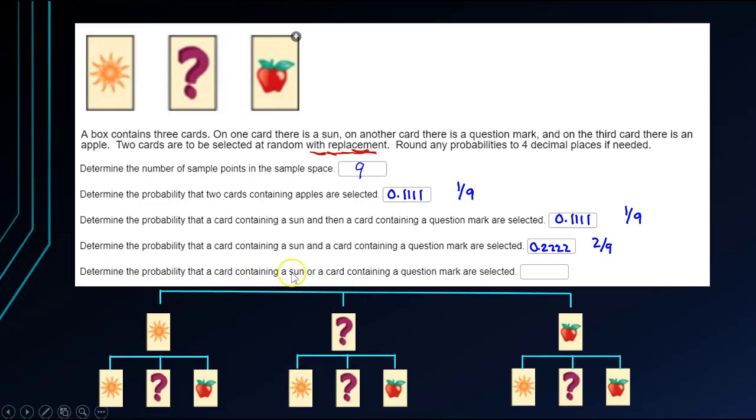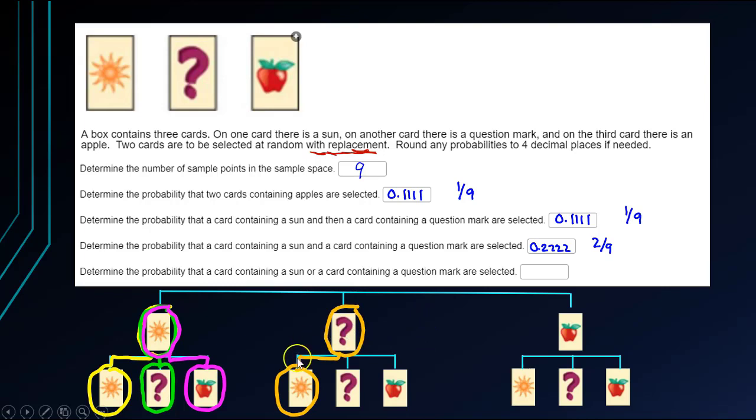Determine the probability that a card containing a sun or a card containing a question mark is selected. So I only need to have one or the other. If I have both, great. Which of the pathways satisfies these conditions? These are all the pathways. This one satisfies that condition. It has both, but I only need a sun or a question mark. This one as well. This one as well, because it has a sun. It has an apple, but since the sun was selected, it's still considered to be one of these options.